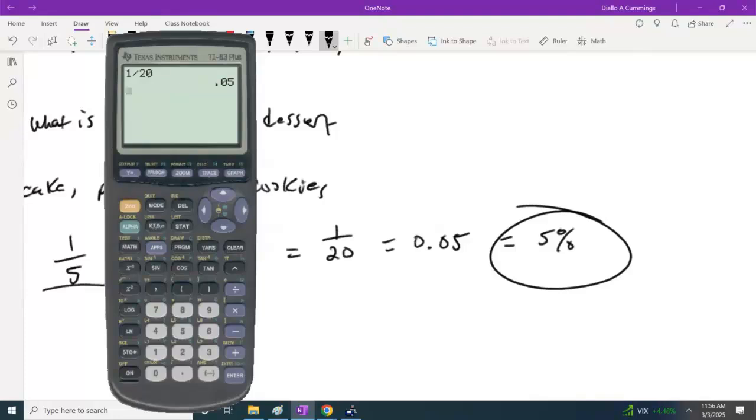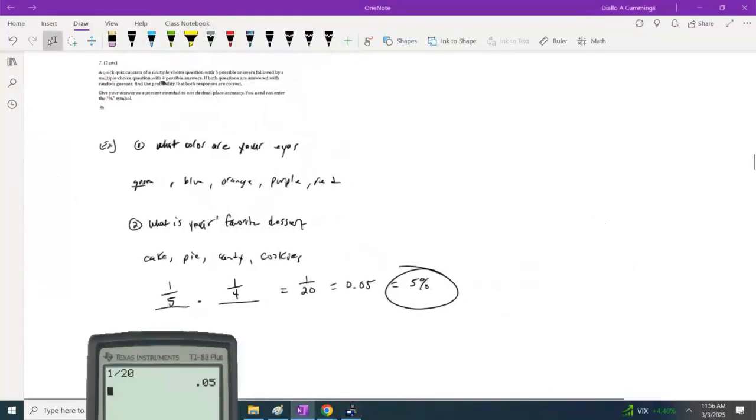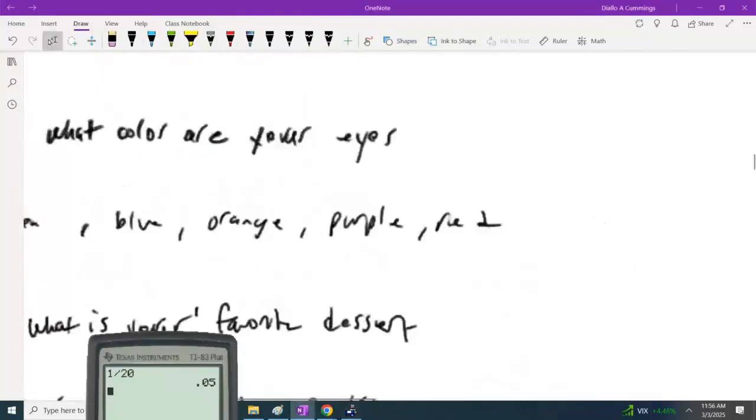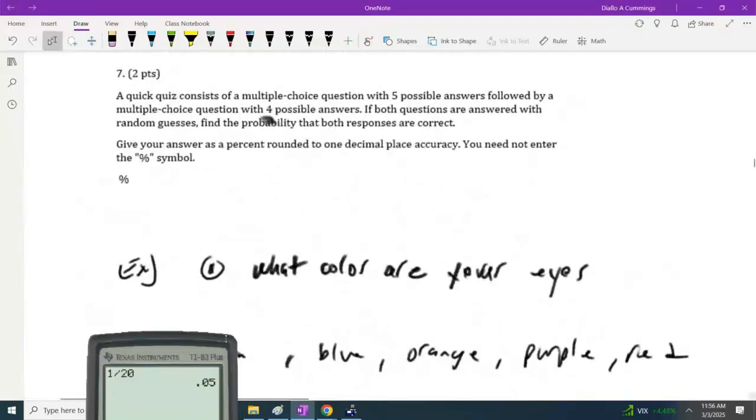You must answer this one as a percent, because even though 1 over 20 is correct, if you put it in, it's not going to accept it. Okay, and this is worth 2 points.